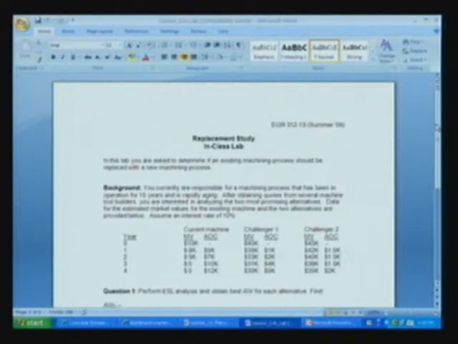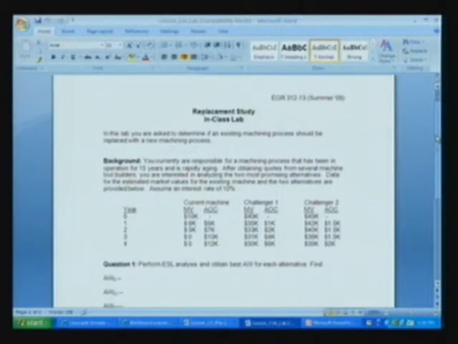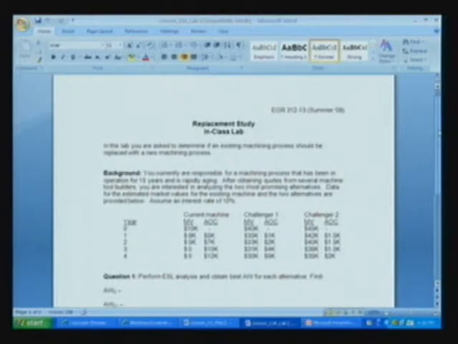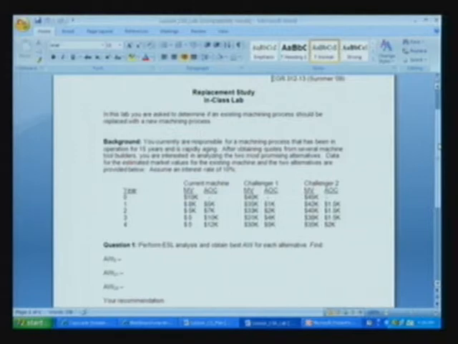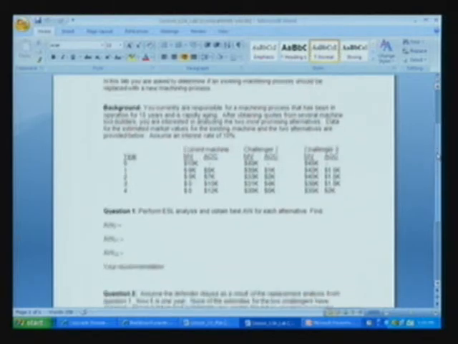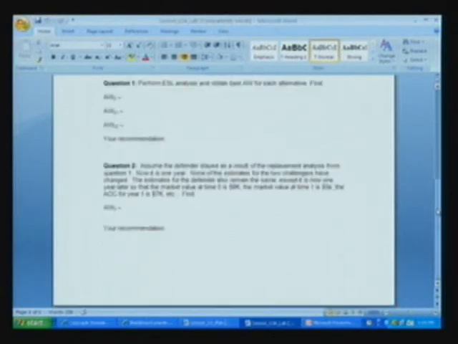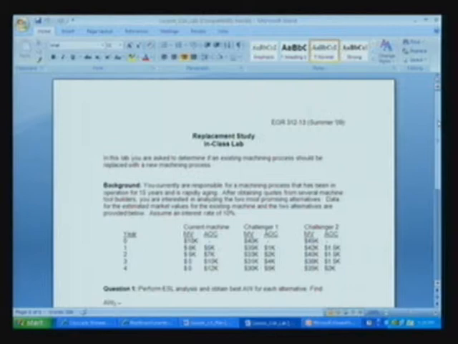Taking a look at the lab, I've now brought up, I think it's called Lab 13A. This is a replacement study lab. Again, it's very important that you take your time and go through this lab. I will explain how to do this lab basically while lecturing on chapter 11. There are a couple of questions in here, and I have included the solution for this lab as well in your Blackboard.